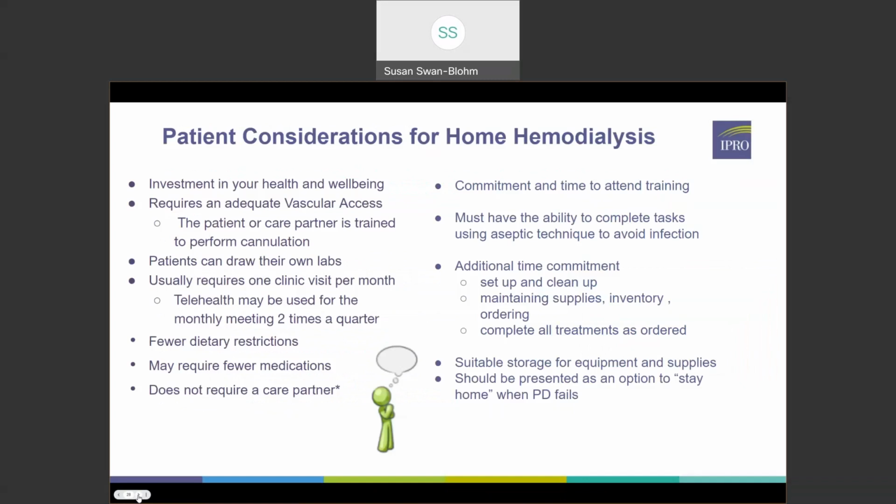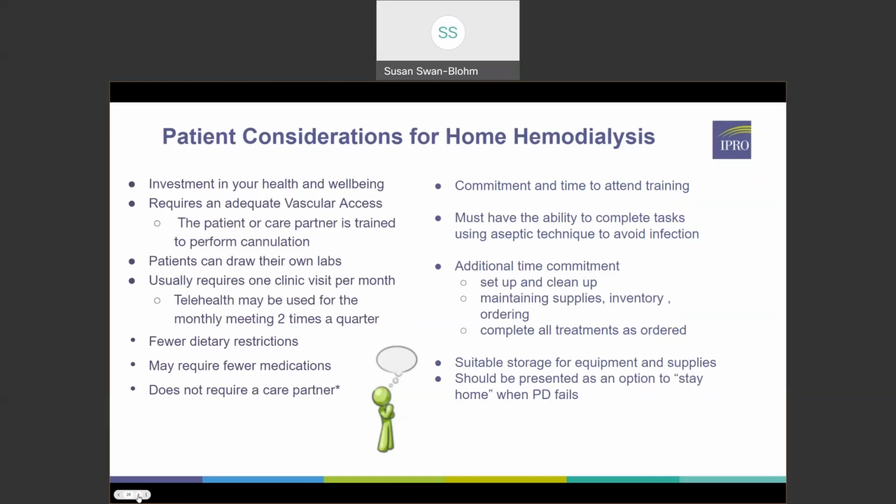Patients may have many things to consider when choosing a modality option. Taking charge of their health and well-being is motivation to consider home hemodialysis. The benefits include spending less time traveling to in-center dialysis, performing their treatments on their own time, drawing their own labs, and using telehealth to communicate with the dialysis team. The patient may also have a more liberal diet and need fewer medications.